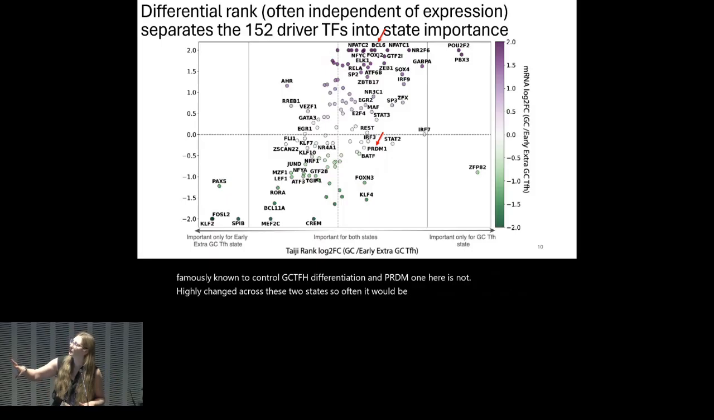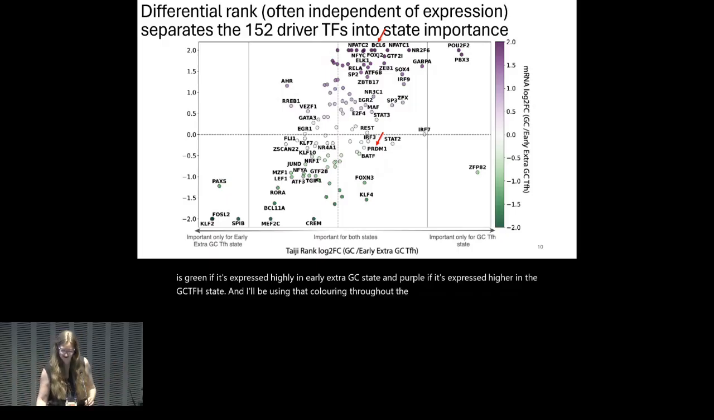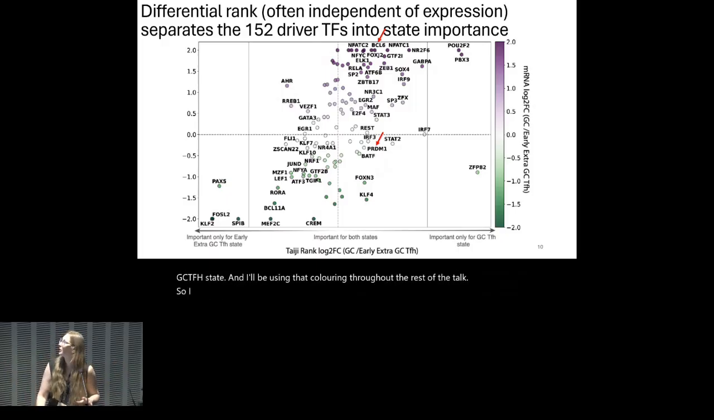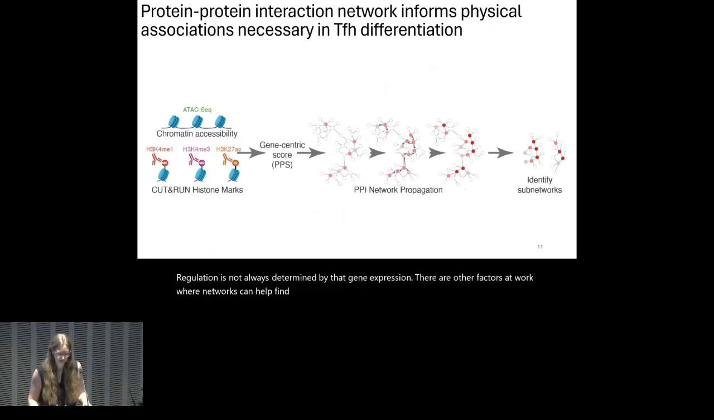And here the coloring is green if it's expressed highly in the early extra-GC state, and purple if it's expressed higher in the GC TFH state. I'll be using that coloring throughout the rest of the talk. So I guess the take-home message here is that regulation is not always determined by gene expression. There are other factors at work where networks can help find those things.